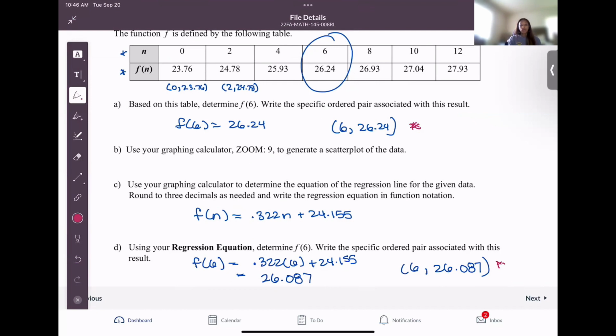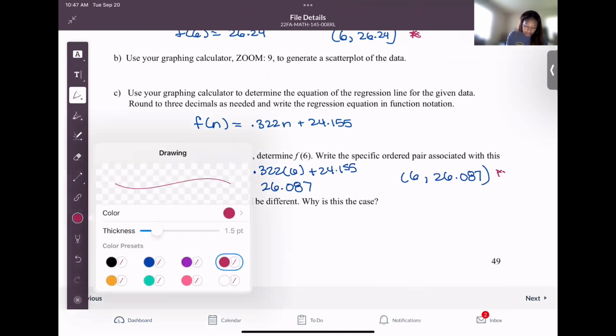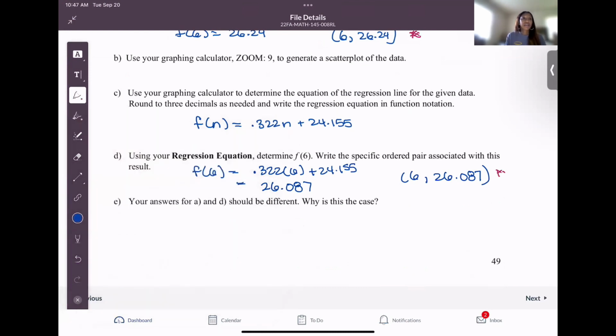All right, and then someone might be wondering, well, if we already know what f of 6 is, why would we use the regression equation to try to figure it out? Good question. We usually don't really use the regression equation for the points that are given to us because we know the exact values, but more so, we want to use the regression equation to figure out what's happening for n values that are not given to us. So for 1, 3, 5, 7, 9, anything above 12, what would the outputs be? For that, we can approximate it using the equation. All right, so your answers to A and Z should be different. Why is this the case? It's because the equation gives an approximation of the data.